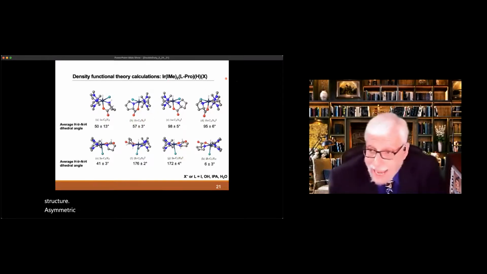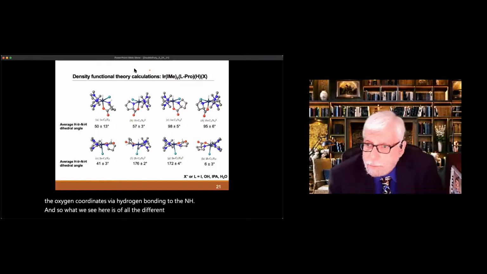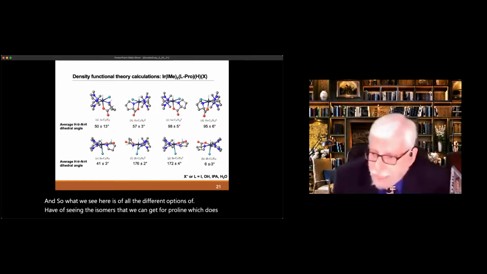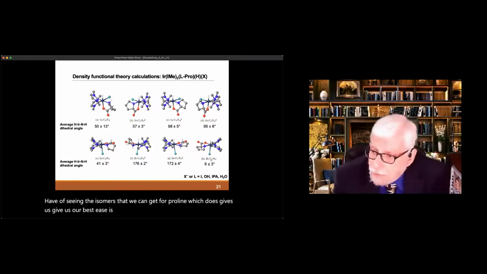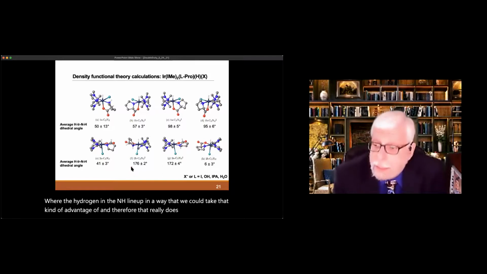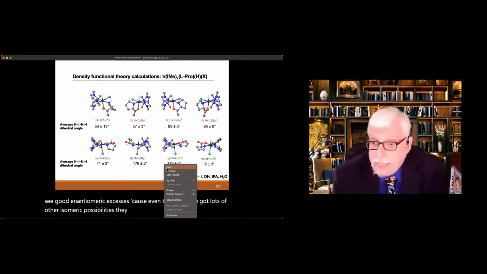Asymmetric transfer hydrogenation actually requires our ketone to come in such an orientation that the carbon is attacked by the hydride and the oxygen coordinates via hydrogen bonding to the NH. And so what we see here, of all the different options of isomers that we can get for proline, which does give us our best EEs, is that there are only a few configurations where the hydride and the NH line up in a way that we could take advantage of. That really does explain why we see good enantiomeric excesses, because even though we've got lots of other isomeric possibilities, they are not catalytically active.